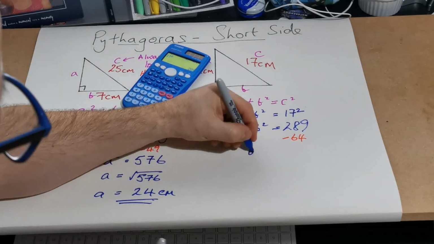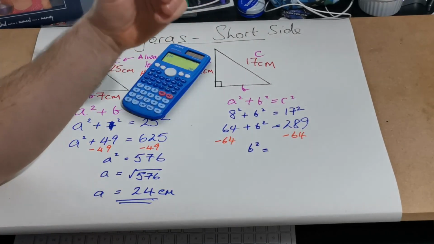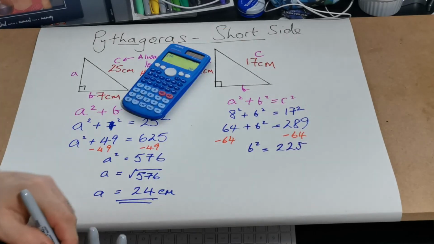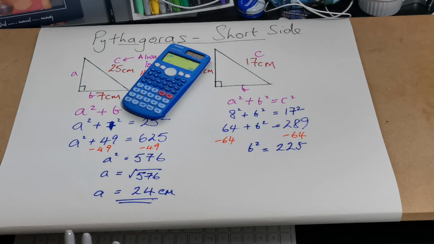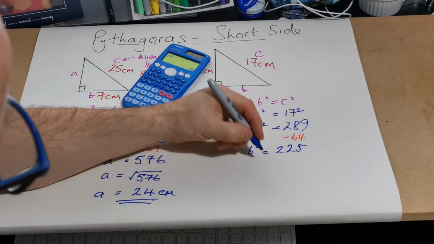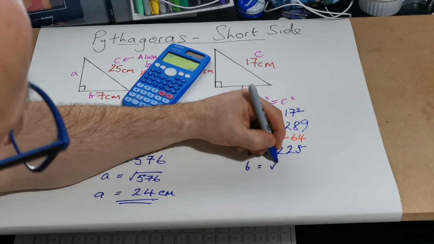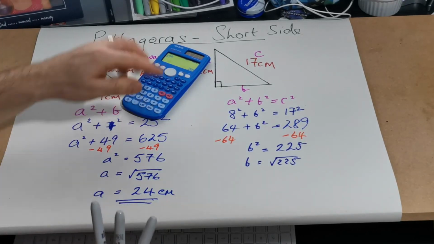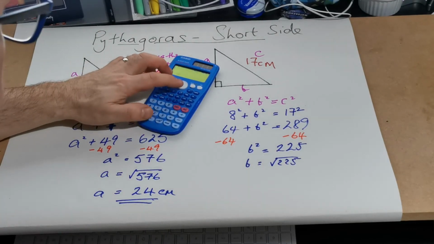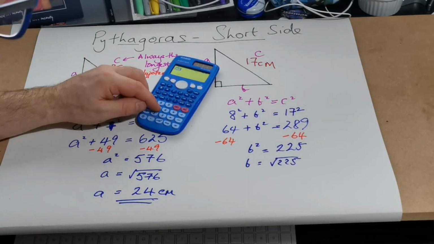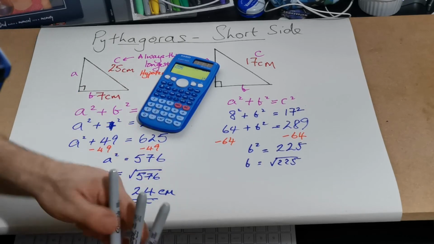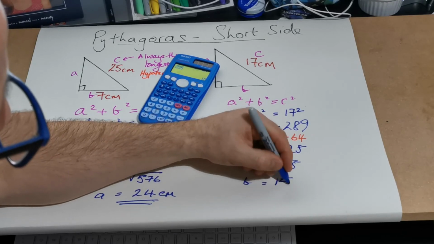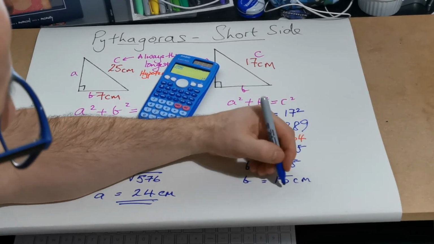Excuse me, B squared is equal to 225. So B is equal to the square root of 225. On my calculator, square root 225 is equal to 15. So B is equal to 15 centimetres.